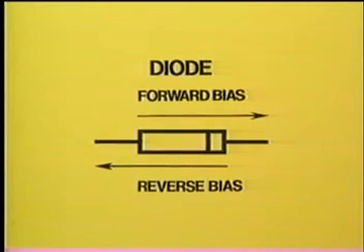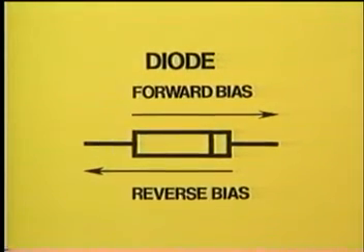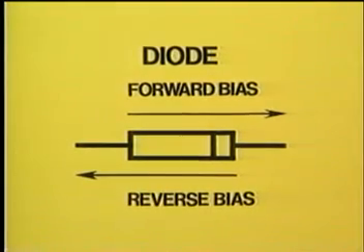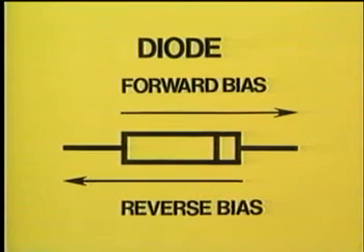The continuity test can also be used to check the bias of diodes. A diode allows current flow in only one direction. That direction is called forward bias. Reverse bias indicates the direction of current flow that the diode will not permit.